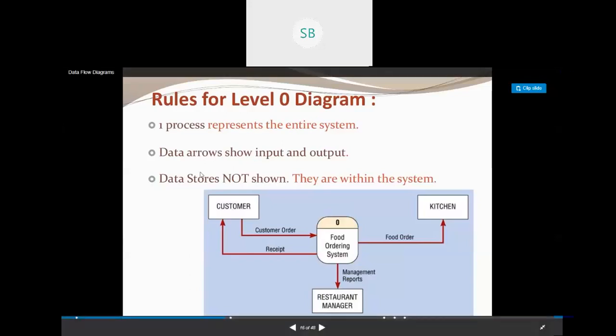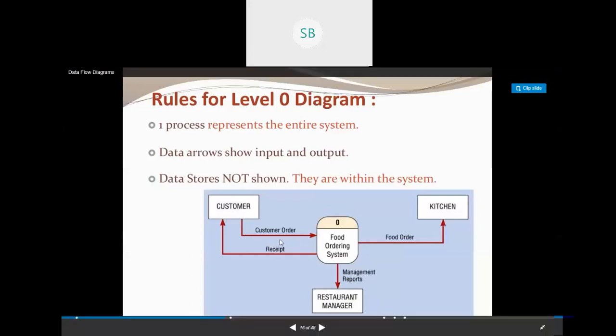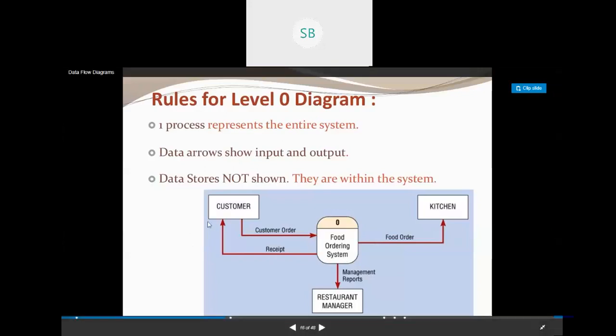So it's written here that data arrows show input and output. The customer is the external entity, right? So this customer is giving the customer details, the customer order. And then he gets an acknowledgement. I hope that everyone has ordered food on Swiggy or Zomato. Everyone is using it nowadays. So whenever you give an order, you get a receipt, saying your food will be delivered now. These are all acknowledgements given by the ordering system.